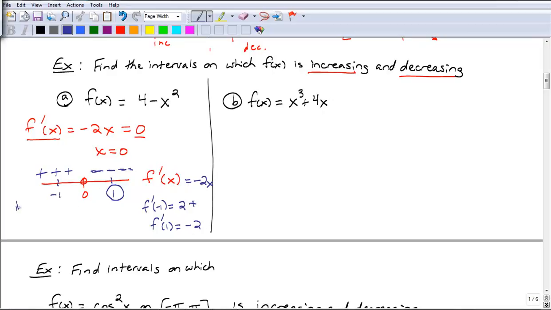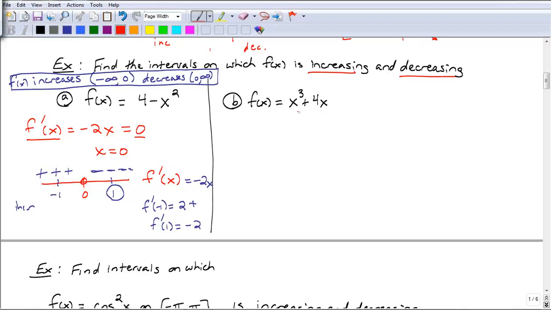So I know that the graph is increasing, so f of x increases, where it's positive, from -infinity to 0. Notice it doesn't include 0, because at 0, it doesn't increase nor decrease. And it decreases from 0 to infinity. So we figured out the intervals of increasing and decreasing.